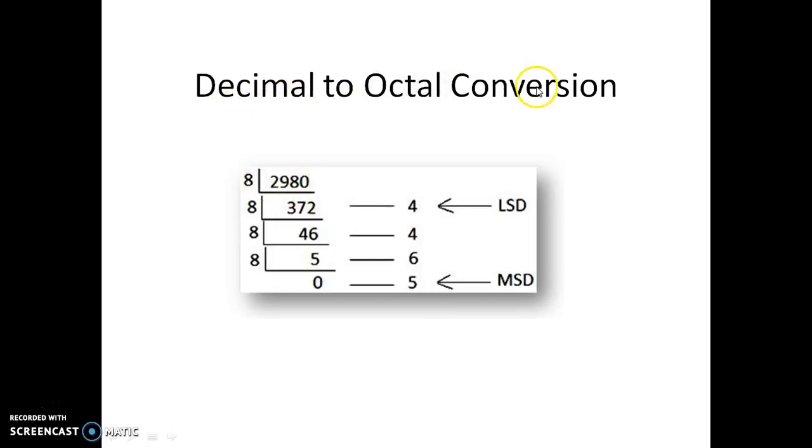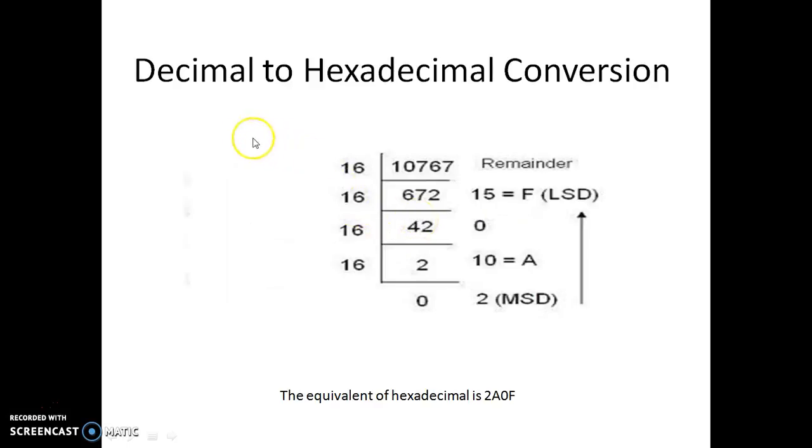decimal to octal conversion. In this, the given decimal number is to be divided continuously by the base of octal number, that is 8, and the last remainder we get is the most significant digit, and the first remainder is the least significant digit. So the equivalent octal is 5644. Then next we see decimal to hexadecimal conversion.